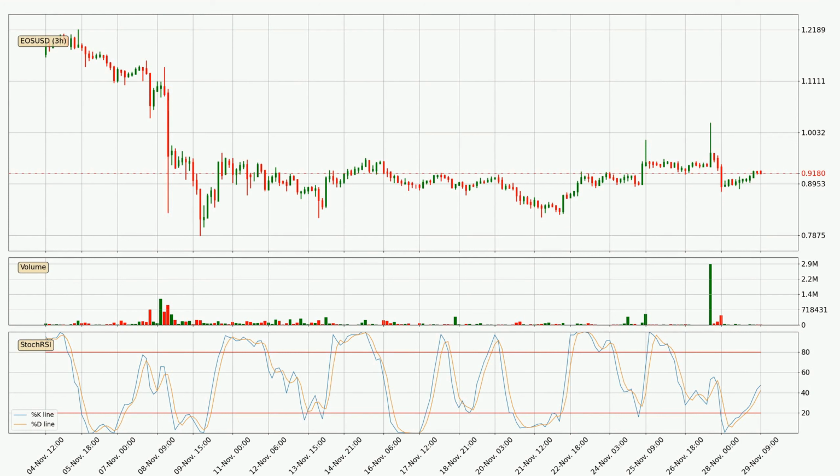Jumping to the 3-hourly stochastic RSI, the stochastic RSI currently shows no overbought or oversold conditions, but because the %K line is over the %D line, we can deduce that the trend is currently on the up.